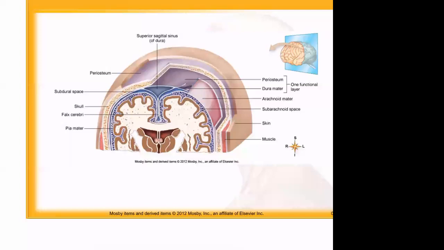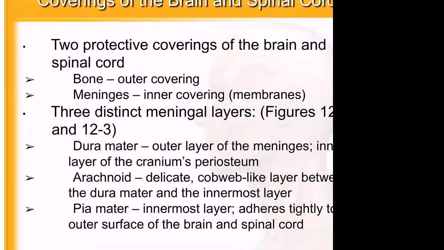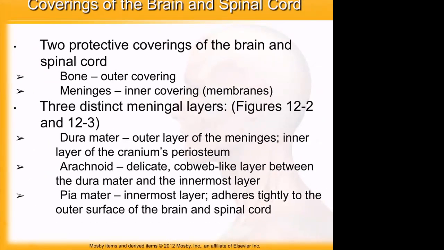So altogether, these layers make up what we call the meninges. And you may have never heard of the term meninges before, but you've probably heard of meningitis, which is an inflammation of the meninges. So the brain is covered in these. The spinal cord is covered in these.